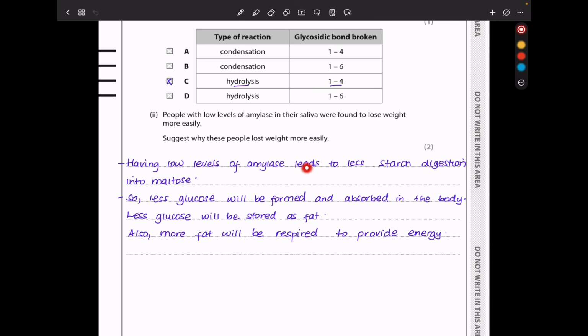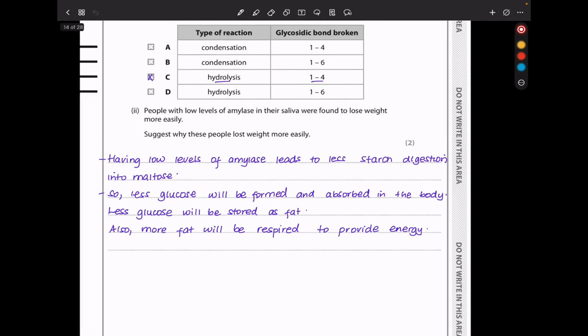So I said having low levels of amylase leads to less starch digestion into maltose, so less glucose will be formed and absorbed in the body. Less glucose will be stored as fat. Also, more fat will be respired to provide energy.